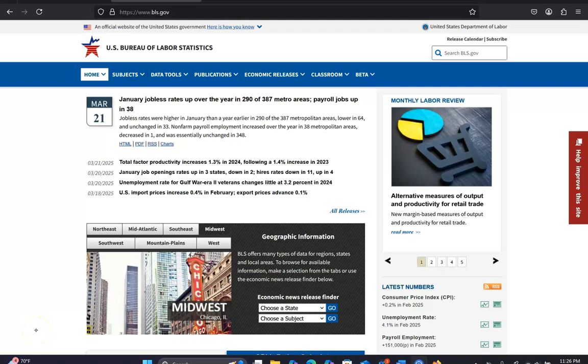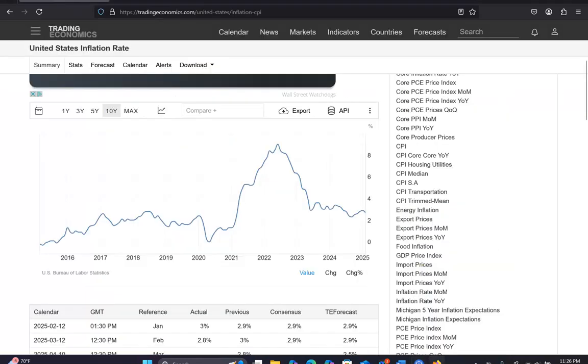Hey there, everyone. Let's take a look at the concept of inflation rate. Inflation rate is a general increase in the price level. This is computed by the US Bureau of Labor Statistics. Now, here I have the 10-year data for the US economy, and inflation rate peaked at 9.1%.